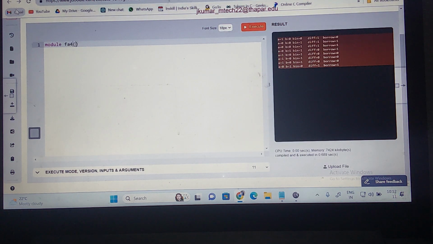So what are the inputs to this? A is one input, B is one input, C is one input. What are the outputs? Sum and carry, C out. Let me take sum and C out. Or if I take S and C, is it no problem? Let it be like this only. You can easily understand what the input and output ports are.